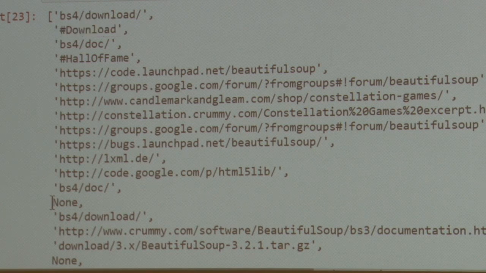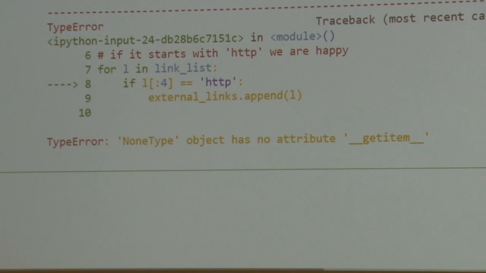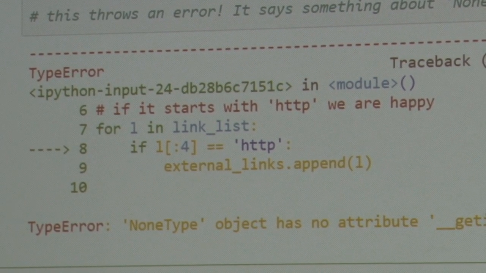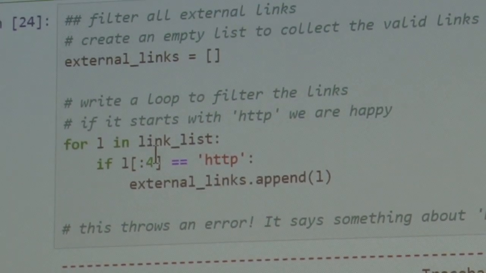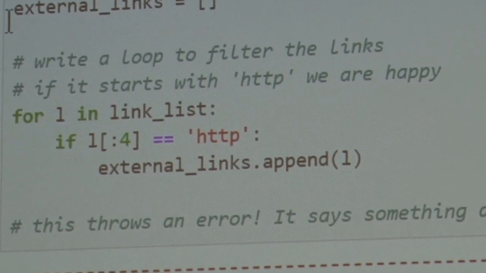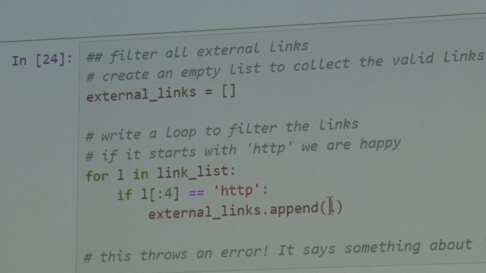And then we actually also have 2 where it's none. And that can cause problems. So we need to filter those. And the first thing is we only filter for HTTP. Those are the external links, right? This is where it's linking to different web pages. So what I'm asking here is, for every link in the list, if the first 4 symbols of that string from that link is HTTP, I'm happy. And then I keep them. So I'm creating a new list, external links. And whenever the link started with HTTP, I'm appending it to that list.